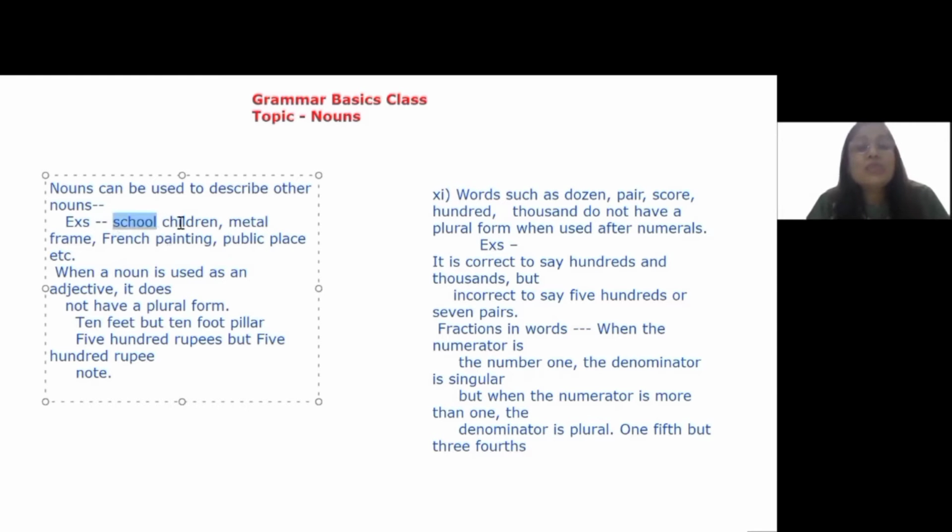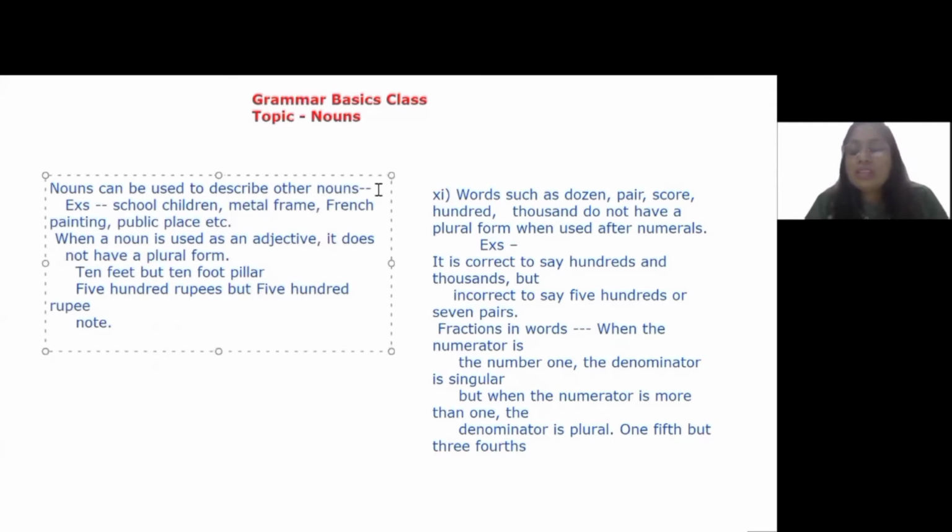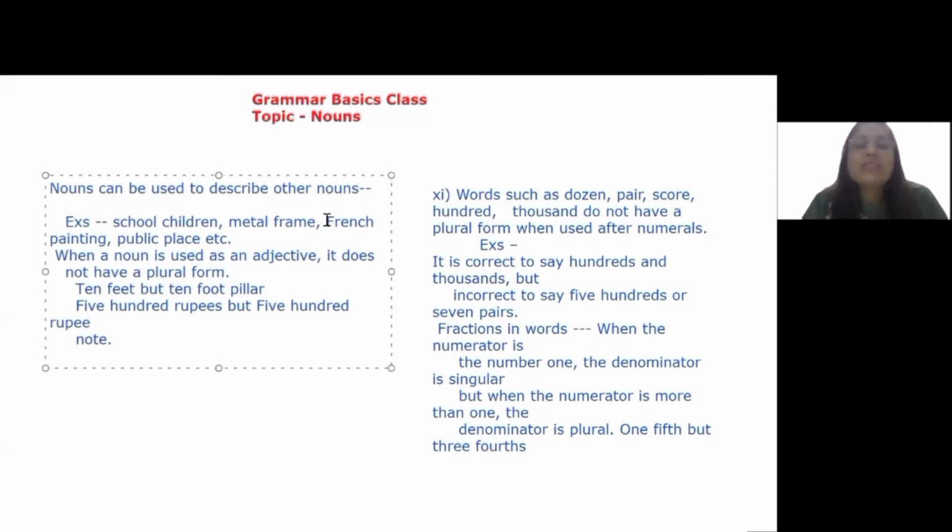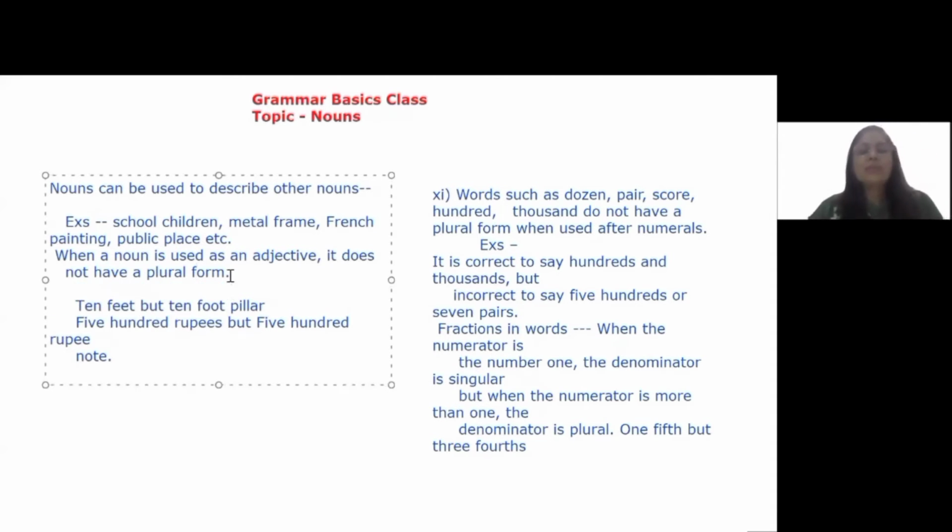But when I say school children, this becomes an adjective in usage. Metal is a noun, but in the phrase metal frame, the word metal is an adjective, sorry. That is an error from my part. French nationality, it is a noun, but in this phrase, it is an adjective. Public place, the word public is an adjective. Now, that is easy to understand, but what is the relevance of this as a topic?